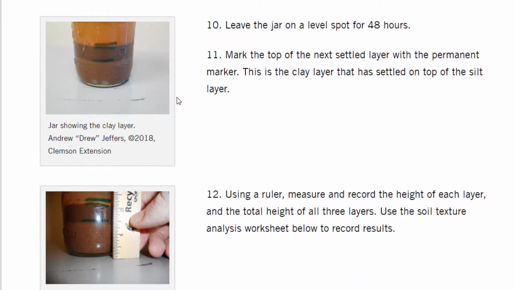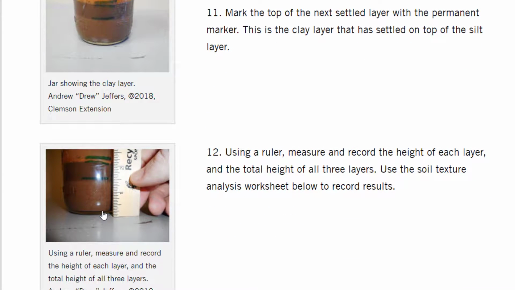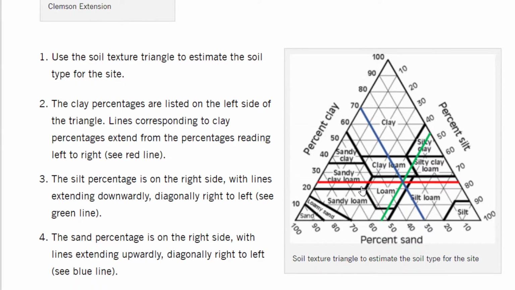The next thing you're going to do is measure each of those distances between each line, and then take the percent of the total of each one. That percent of sand, of silt, and of clay, the small area up here, is what you're going to use for your texture triangle to determine the soil texture that you have in your lawn or garden. This is an easy at-home way, not quite as accurate as the labs, but it's a fun at-home science project as well.